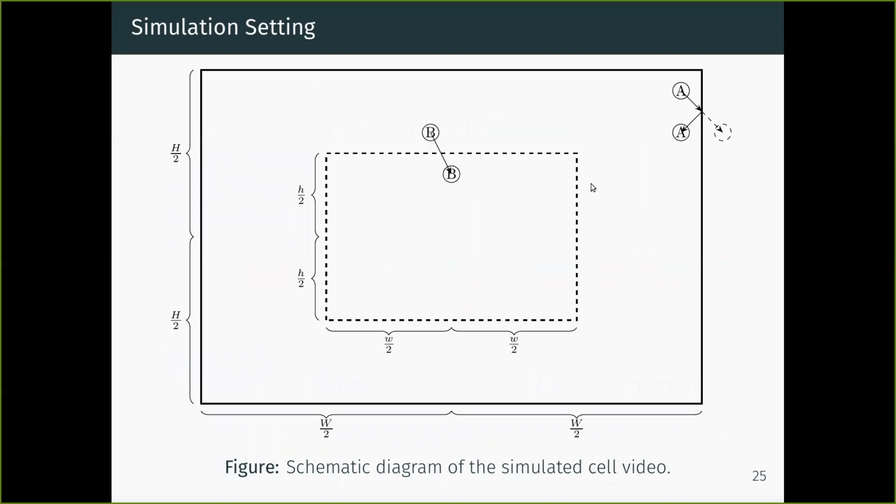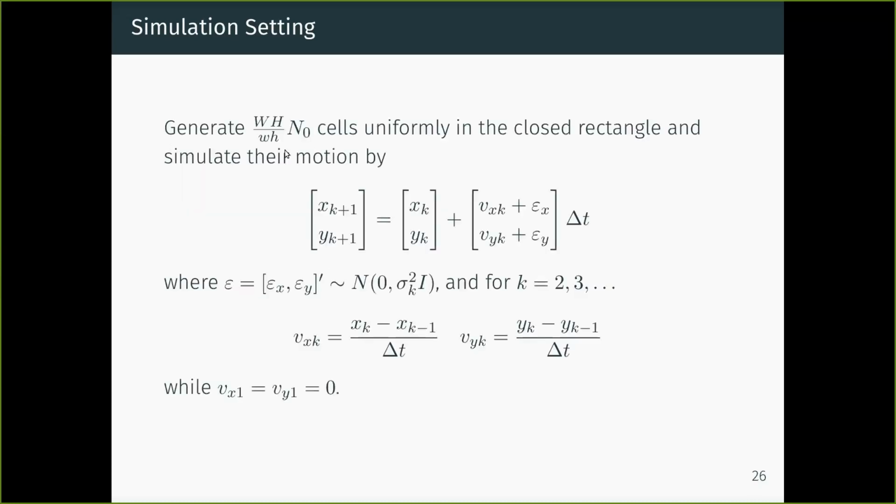We want to imitate this rehearsal video. Here, the closed rectangle represents the culture dish, and the dashed rectangle represents the visible region of the camera. The cells can move in this closed rectangle, and they can move in or leave the dashed boundary, but they will be reflected back if they hit the solid boundary. Then we generate a fixed number of cells uniformly in the closed rectangle and simulate their motions.